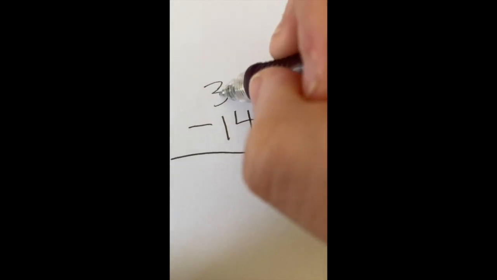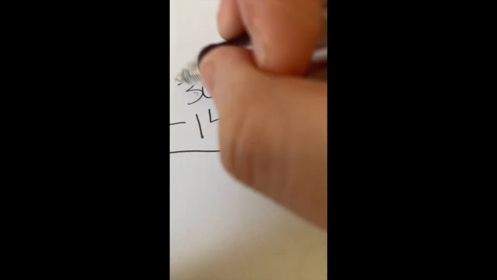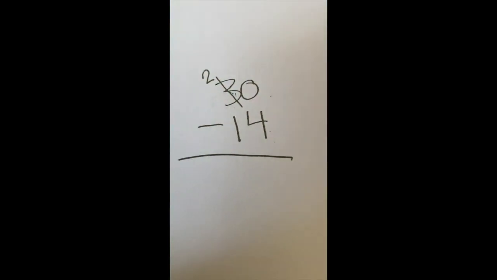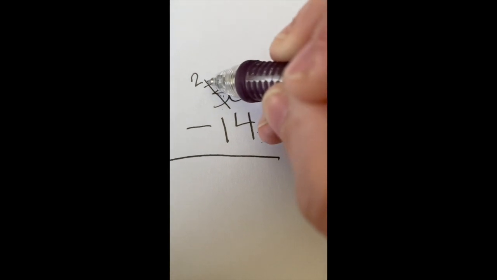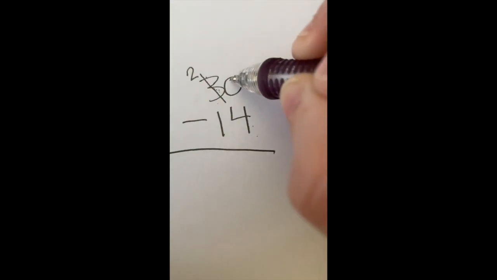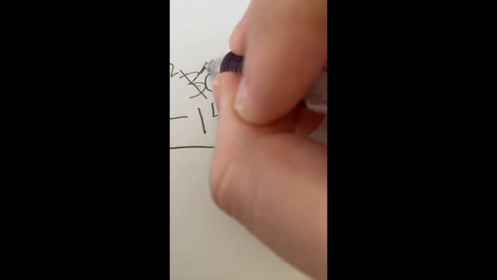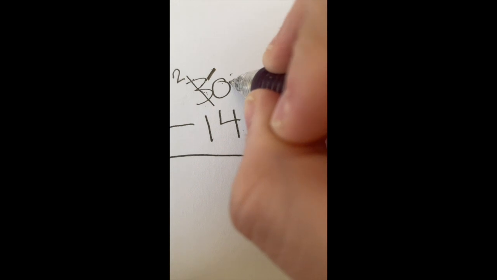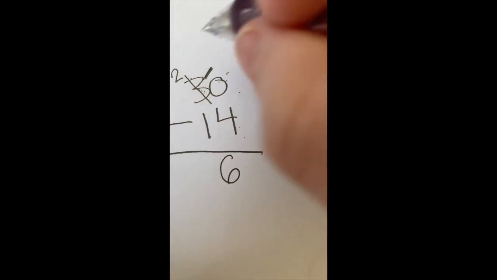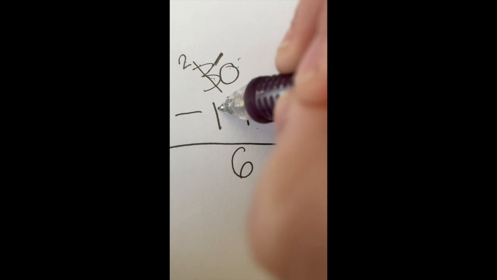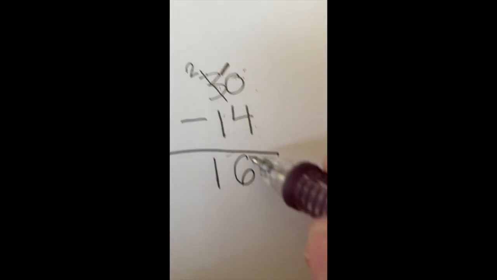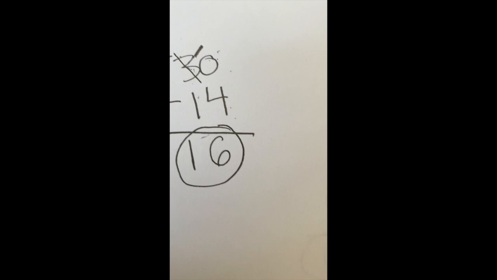So what we have to do is come over to, remember the tens, this is the tens place, and we have to borrow a 10 from the 30. So we're going to cross out the 3, and we're going to put a 2, and then we're going to bring that 10 we borrowed over here and make the 0 a 10. So now we can do 10 minus 4, which is 6. And then we're going to do 2 minus 1, which is 1. So our answer is 16.